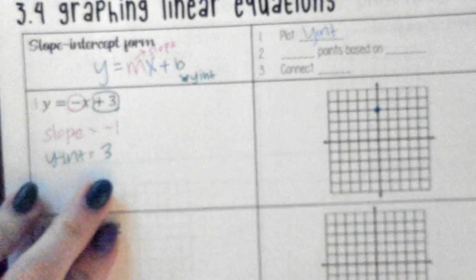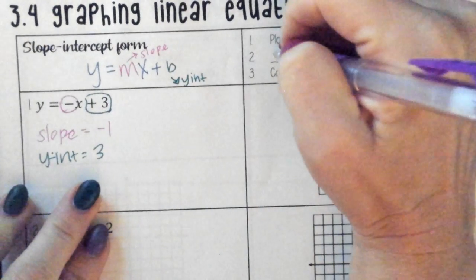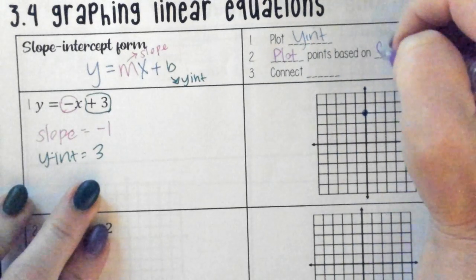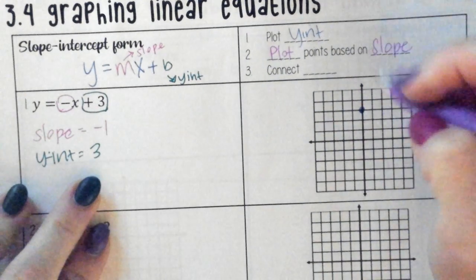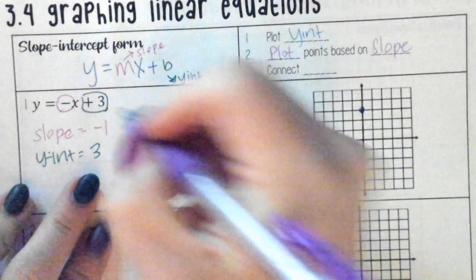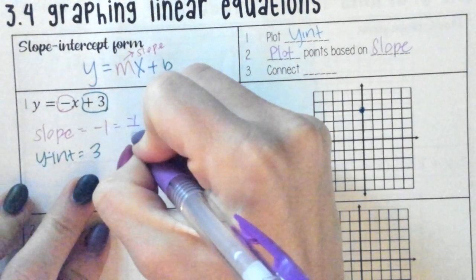And then we are going to plot points based on slope. So this is a -1, so remember that's -1 over 1. So we go down and over, down and over, and then we can draw our line.